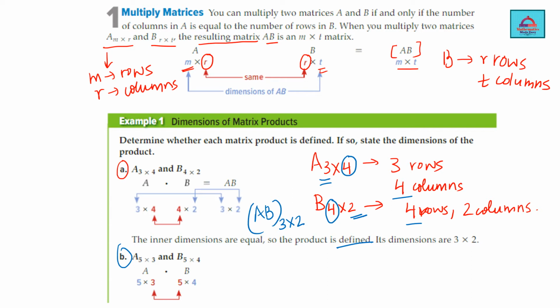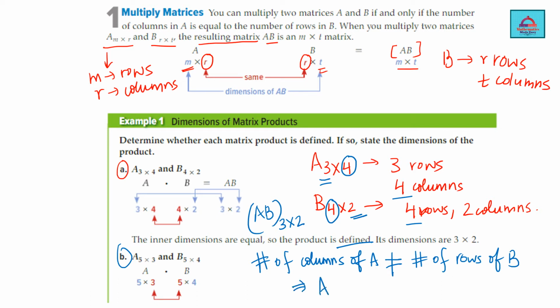Let's look at the other example, B matrix. Here the first matrix has 5 cross 3 order, means 3 columns, whereas the second matrix has 5 cross 4, means 5 rows. They are not equal. So the number of columns of the first matrix A is not equal to the number of rows of matrix B. This condition is not true. So can the multiplication be defined? Not at all. So AB, the multiplication, is not defined. And if it is not defined, there is no need for us to go into the dimension. Matrix product will be undefined.